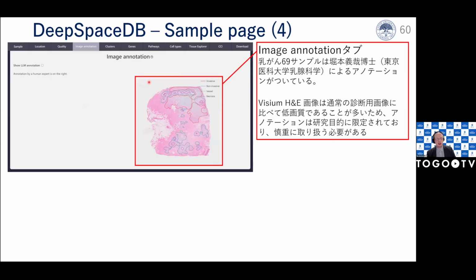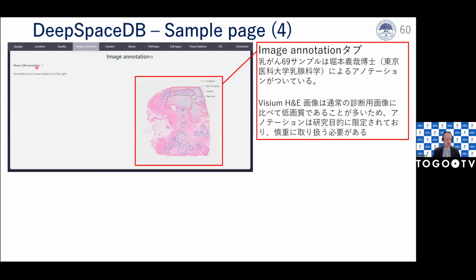Then there are the image annotations by an expert. This was done by Dr. Horimoto Yoshiya from the Tokyo Medical University. He kindly annotated almost 70 breast cancer samples. But I should say these H&E images are often of relatively low quality. The resolution is not so good. So he annotated them as far as possible, but there's a limit to what he can do because the resolution is rather low.